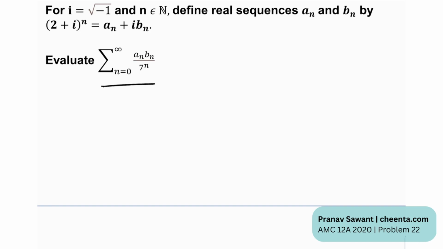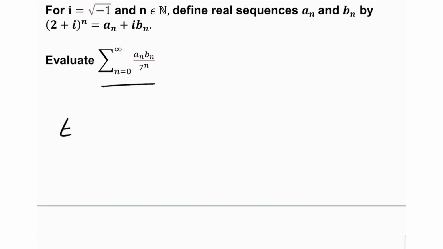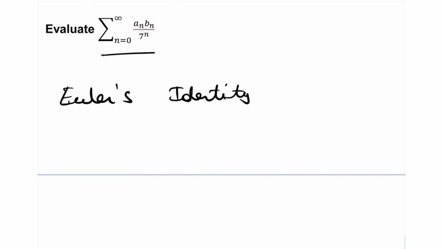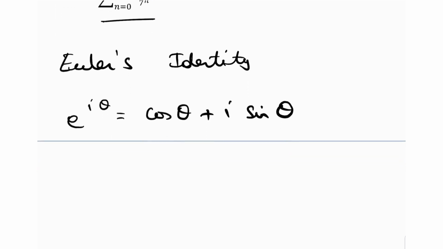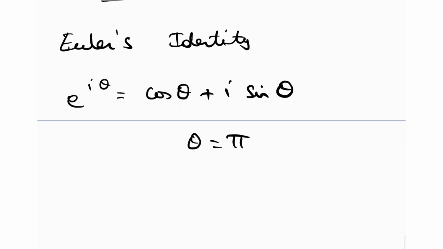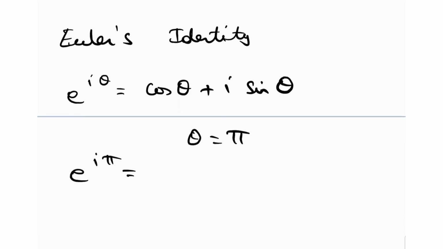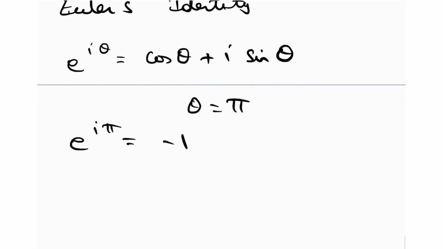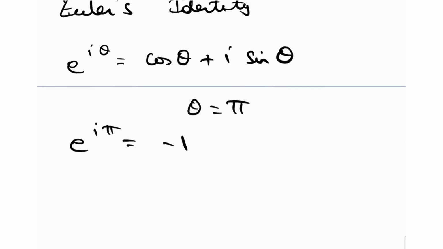So before we get into this, let me just introduce you to Euler's identity, or Euler's theorem for complex numbers. It essentially states that e raised to the power i theta is cosine theta plus i sine theta. You might have seen this before. And if you plug in theta equal to pi, obviously in radians, you'll get e raised to the power i pi is equal to cosine pi, which is minus 1, plus i sine pi, but sine pi is equal to 0. So e raised to the power i pi is equal to minus 1.